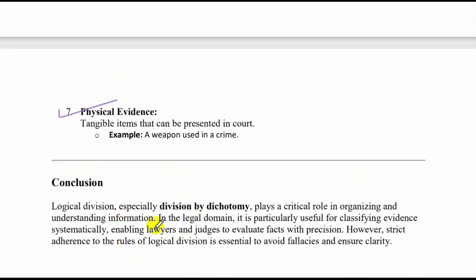Conclusion. Logical division, especially division by dichotomy, plays a critical role in organizing and understanding information. In the legal domain, it is particularly useful for classifying evidence systematically, enabling lawyers and judges to evaluate facts with precision. However, strict adherence to the rules of logical division is essential to avoid fallacies and ensure clarity.